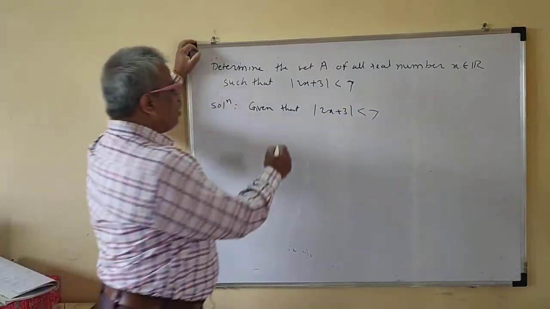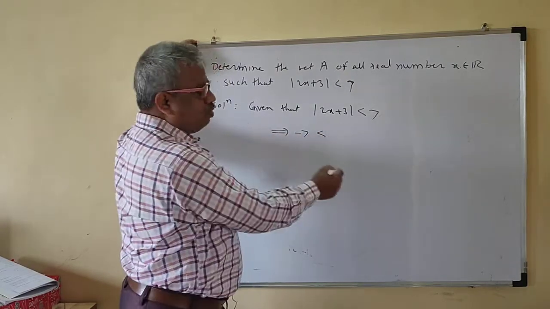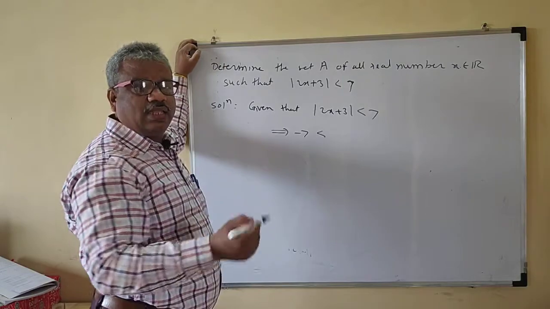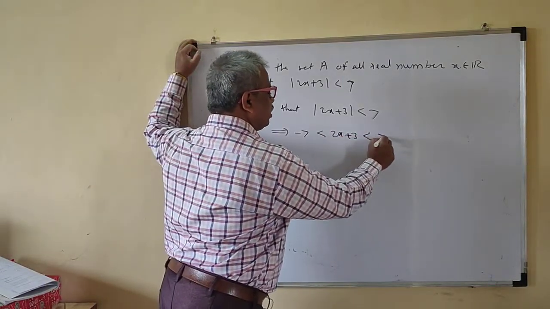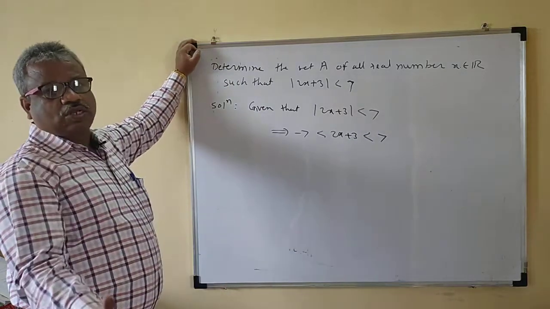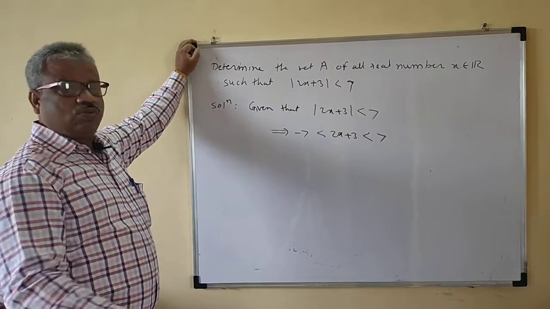So what do we do? What does this imply? This is minus 7 less than 2x + 3 less than 7. If it is less than or equal to, just write less than or equal to. If it is strict, then write strictly. Now you are solving the inequality for one variable, just do the same thing here.